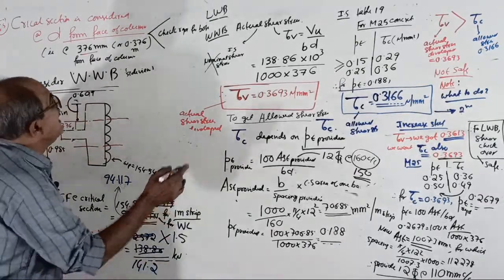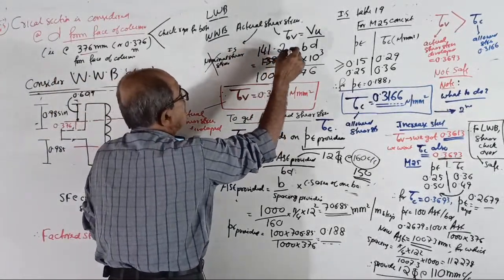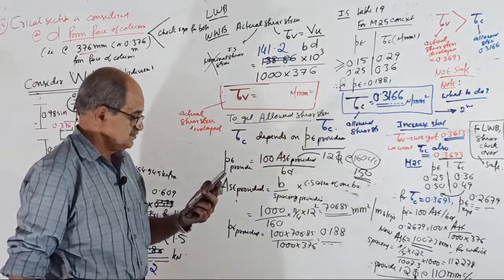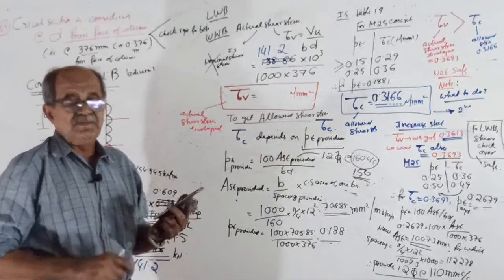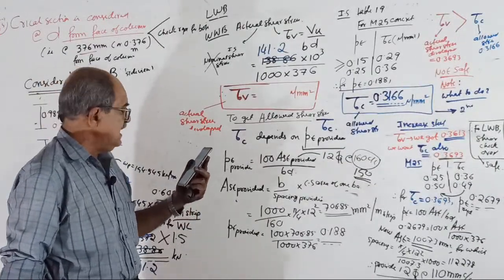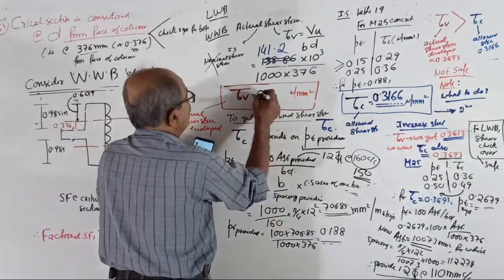141.2. Okay, then shear stress. 141.2 into 10 to the power 3 by area. What is the shear stress coming? 0.3754.